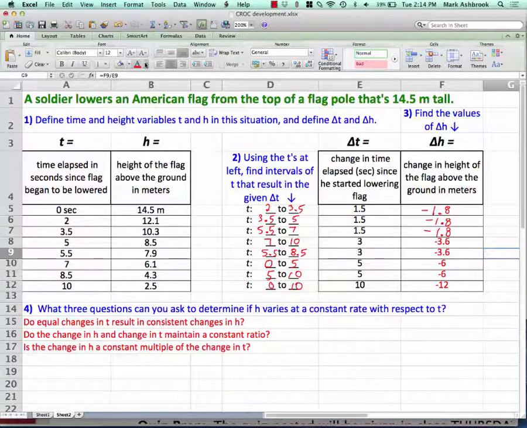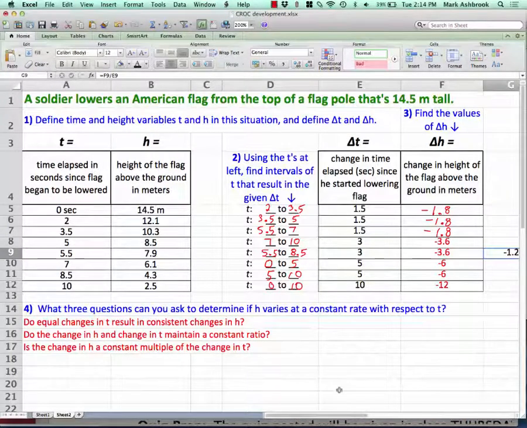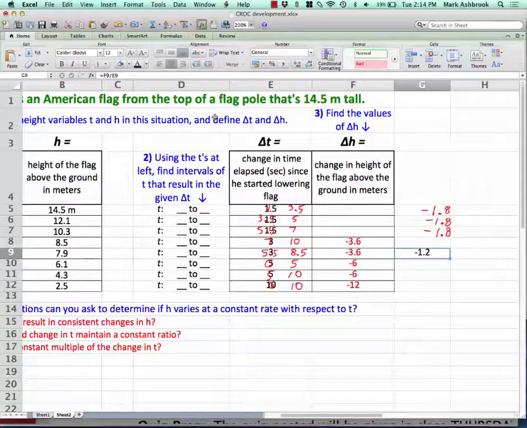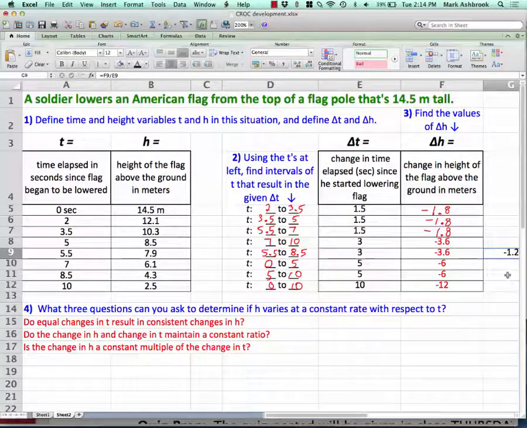That's there. I need more space for this. There we go. So there's that ratio. Anyway, you can see it over there, negative 1.2. So does that confirm it right there? Does that confirm that we have a constant rate of change by just doing negative 3.6 divided by 3? No. What else would it have to do?